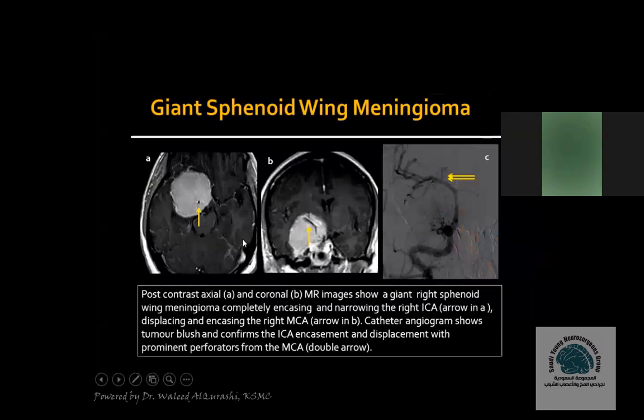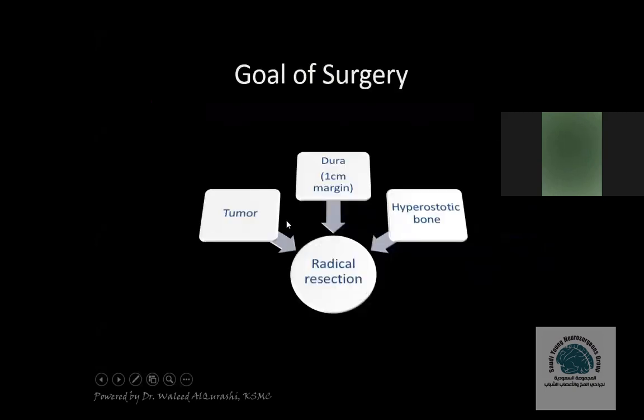And you can see here, this is a giant sphenoid meningioma post contrast, and it's encasing the ICA and also the right MCA. So the possibility of gross total resection in that case would be a little bit difficult. So the goal of surgery for meningioma is to achieve radical resection, as it's a benign tumor. And by radical resection we mean to remove the tumor, to remove the dura with a 1 centimeter margin, and to drill or remove the hyperostotic bone.